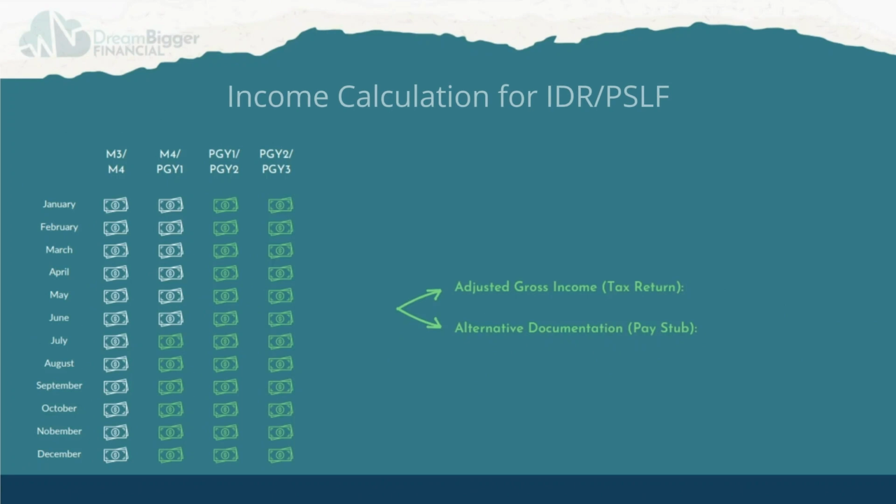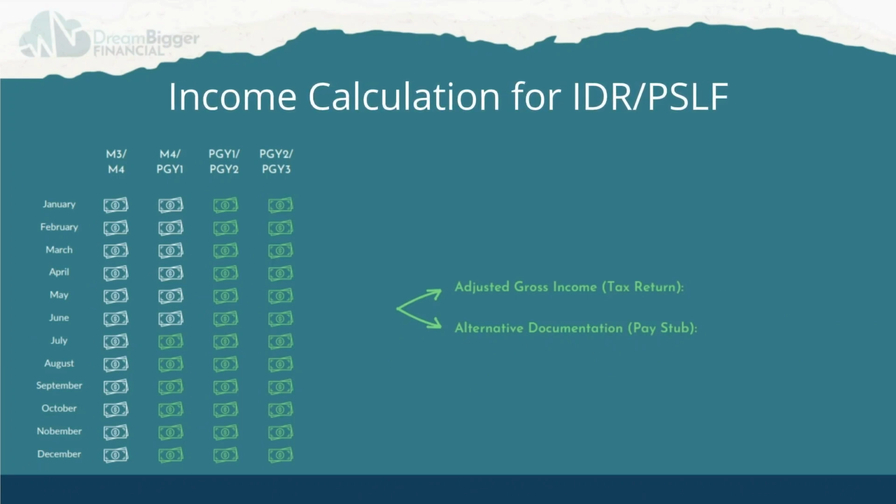When calculating our income for an income-driven repayment plan, there are two ways to do so. The first is our adjusted gross income, and that is a number that comes from our tax return. The second is alternative documentation, and that comes from a pay stub. So in order to understand which method to use, we first have to understand a general timeline. In this example, we are going to show a third-year medical student transitioning all the way into intern year.